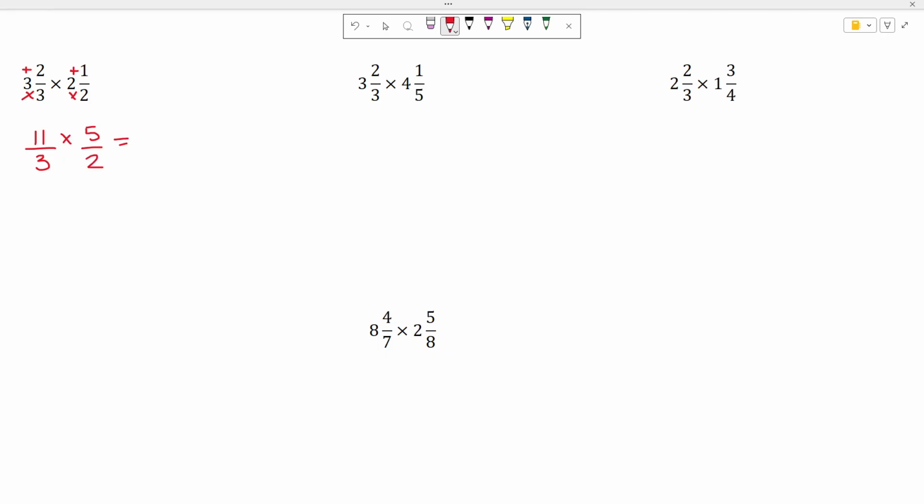After that, guys, we're going to multiply the numerator with the numerator. 11 times 5 is going to give us 55 over 3 times 2, which is 6. Now many a time, guys, once we have the answer as an improper fraction, the question will ask you to convert it into a mixed fraction. So in order for us to convert into a mixed fraction, the answer will look like 9 and 1/6.